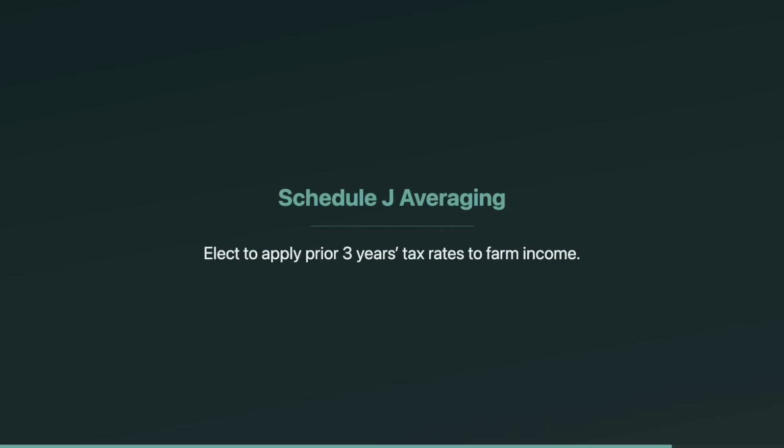Now, Schedule J, farm income averaging. Farmers can choose to average all or part of current year farm income by spreading it back over the prior 3 years, called base years, using those years' tax rate brackets. It's not an income deferral, it's a rate play. On the exam, focus on the concept. It helps in a spike year by taxing some of that spike as if it happened in lower income years.